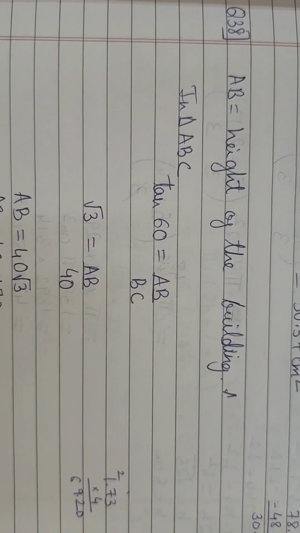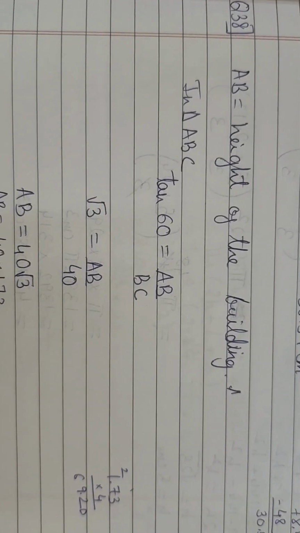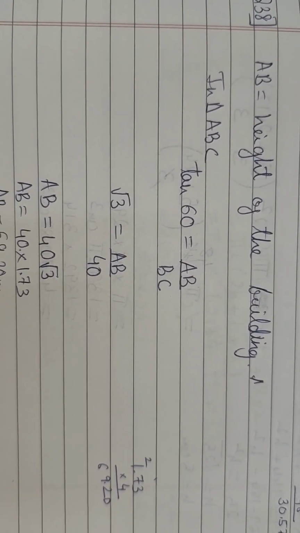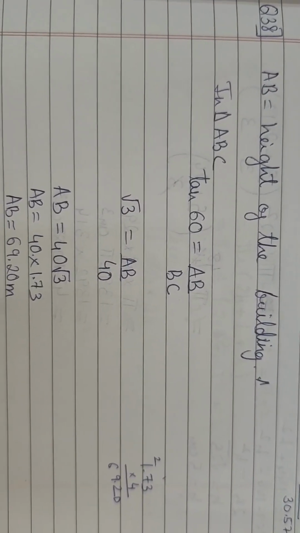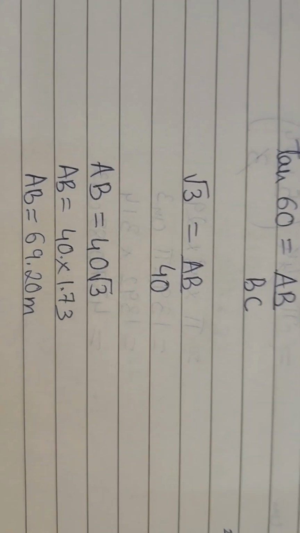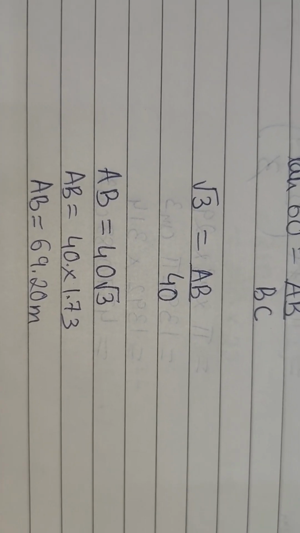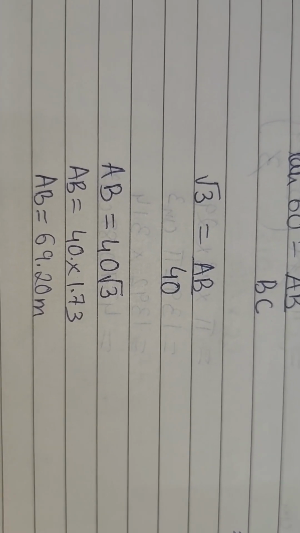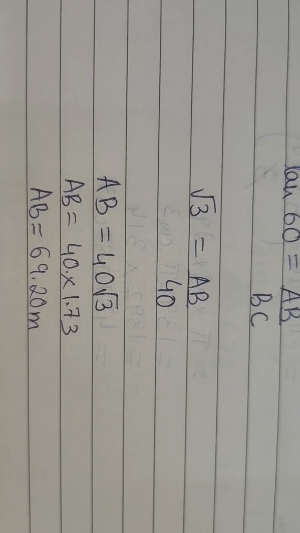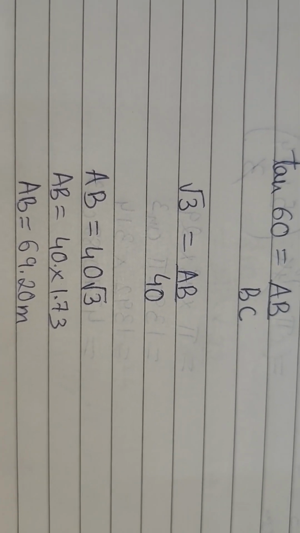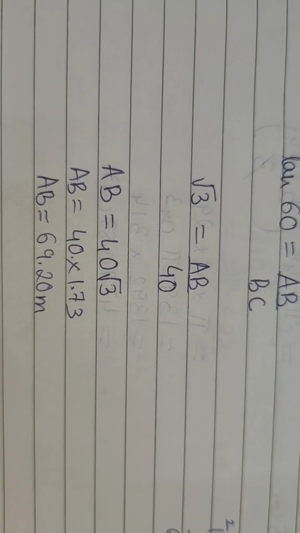AB is the height of the building in triangle ABC. Tan 60 is equal to AB upon BC, so tan 60 will be root 3 is equal to AB upon 40. After multiplying, AB is equal to 40 root 3, and value of root 3 is 1.73. So final answer AB is equal to 69.20 meter. Therefore the height of the building will be 69.2 meter.